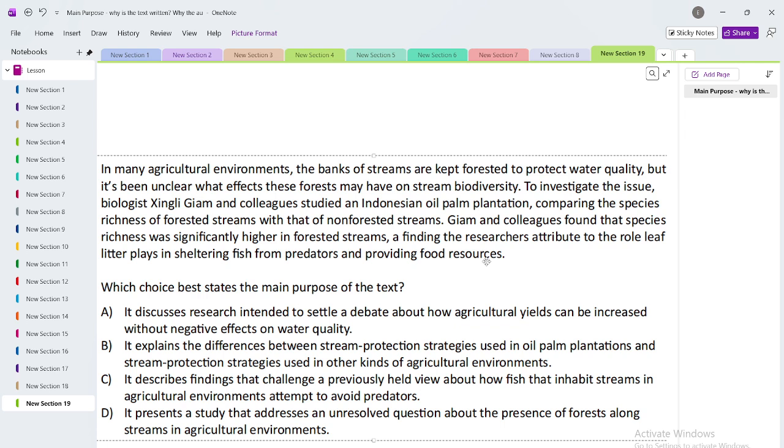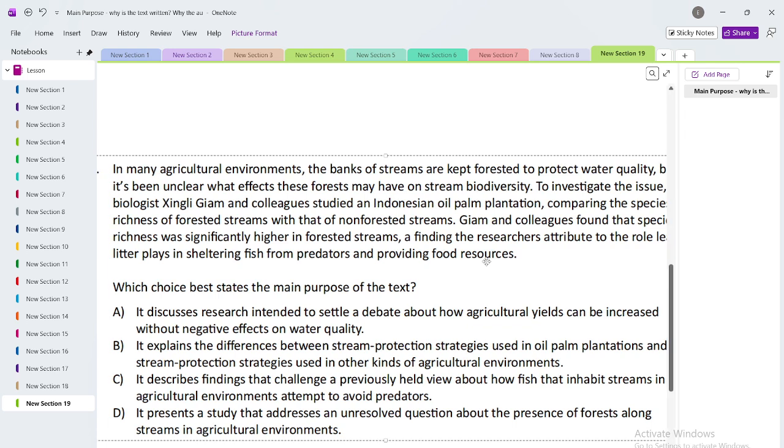Again, this is something we didn't talk about: fish that inhabit streams in agricultural environments that attempt to avoid predators. Where did we talk about fish attempting to avoid predators? This is something not seen in the text. And C is also out.